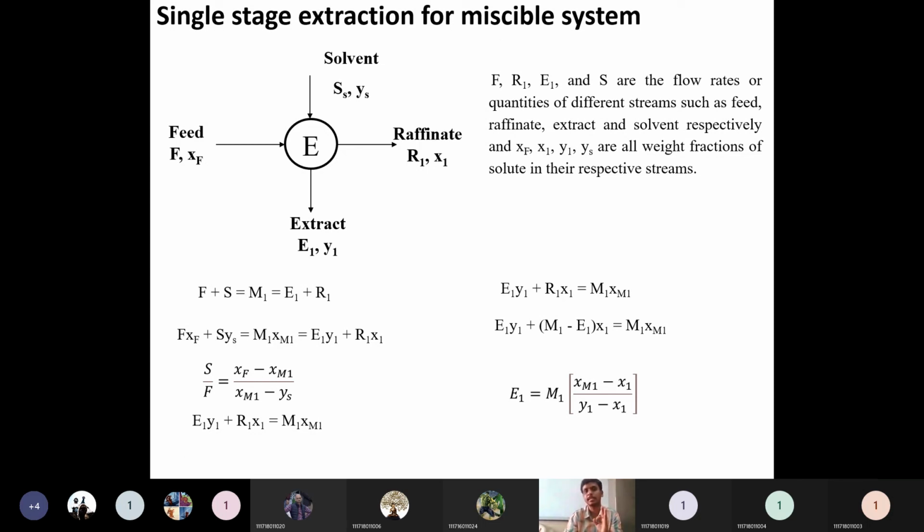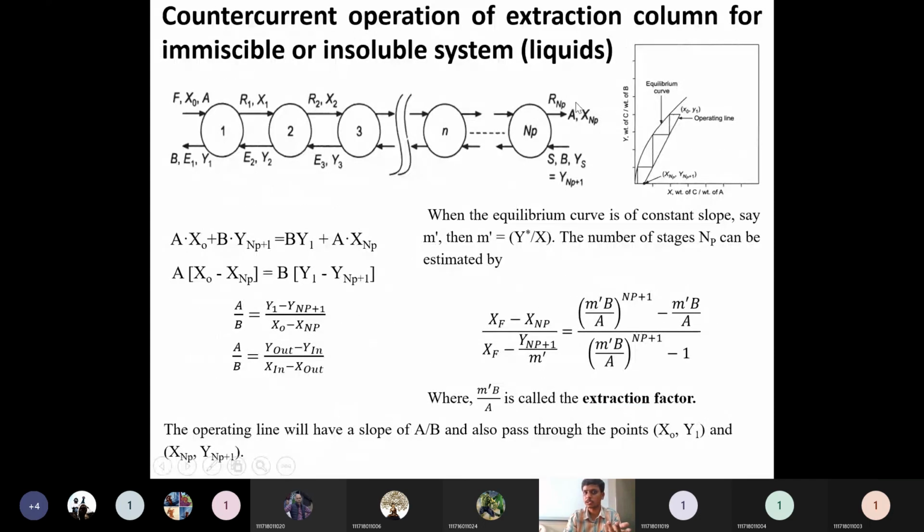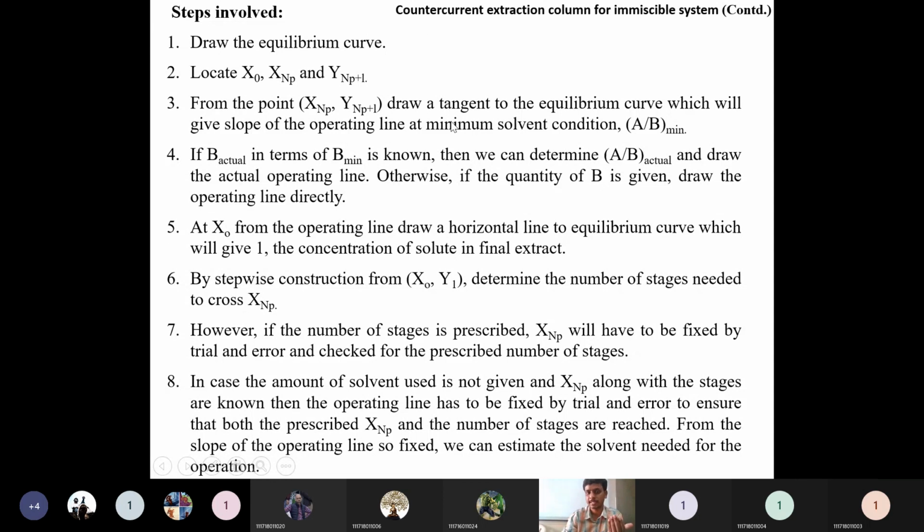In miscible cases, we can't use A and B directly like this, because A and B interact with each other. But in the previous, very simple case, A and B are not interacting with each other. That's why A is constant from the feed to the final output, and B is constant from the solvent feed to the final extract phase. That is the advantage, and because of this we call these simple cases. But here the complex case will come.